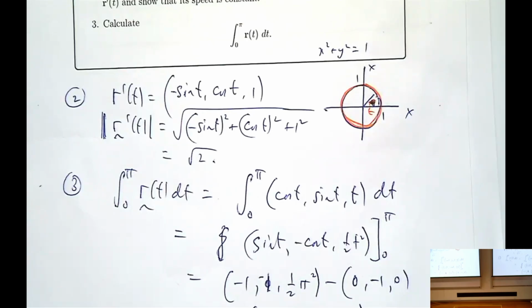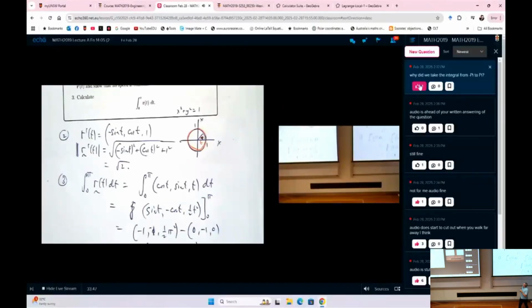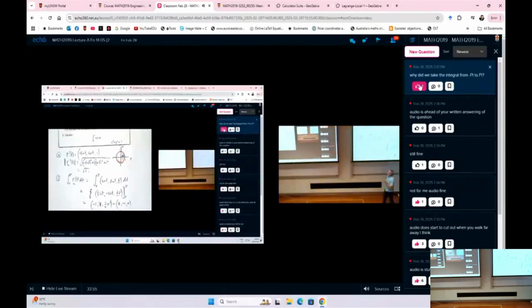Let's go back. Why did we take the integral from negative pi to pi? No particular reason, just because I wanted to put some numbers in there, just for illustrative purposes.